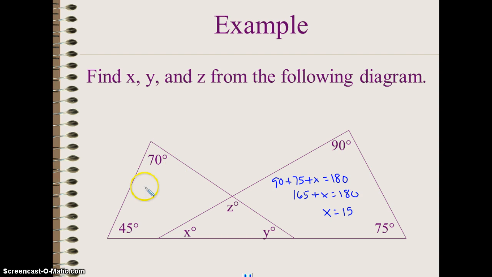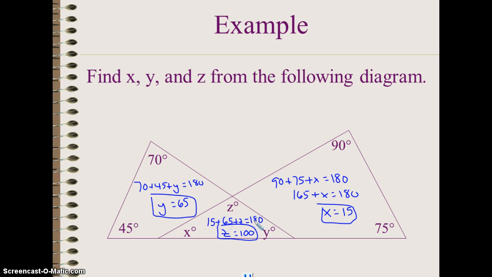I do the same thing for angle y. I do 70 plus 45 plus y equals 180. Add these up, I get 115. And when I take that away from 180, I get 65. So x is 15 and y is 65. Next thing I'm going to do is put these together. 15 plus 65 plus z equals 180. This is 80. Take it from 180, you get 100. So y is 65, x is 15, and z is 100.